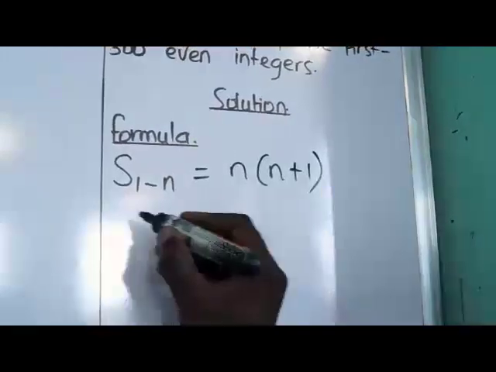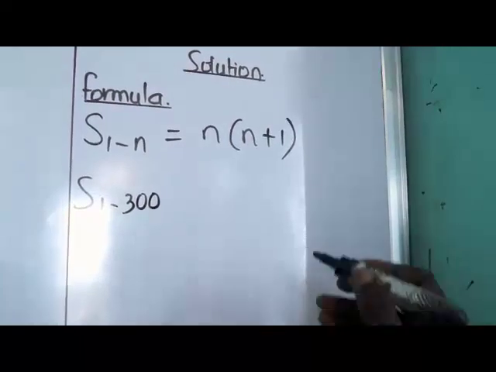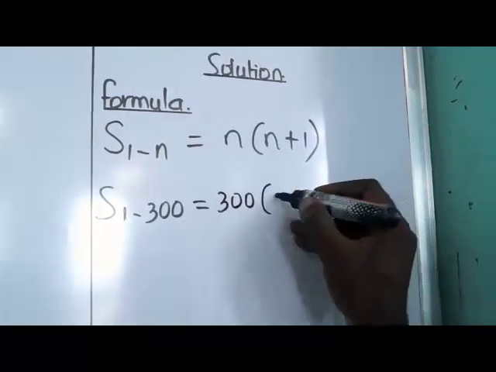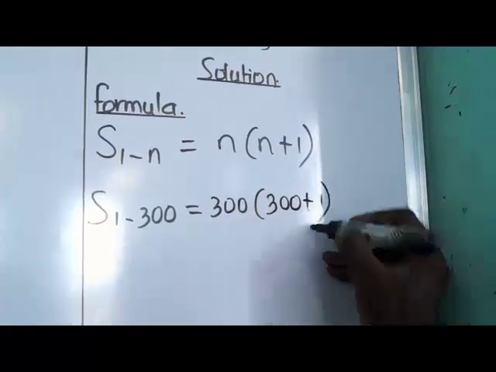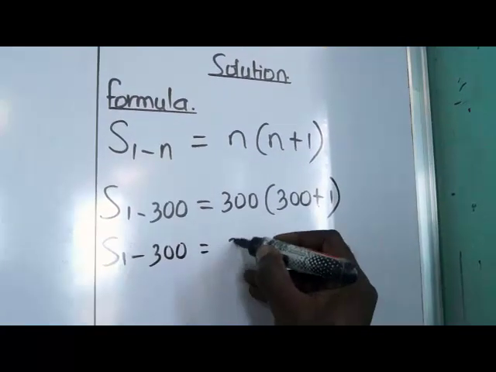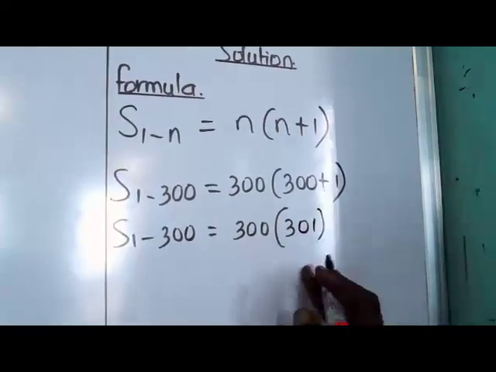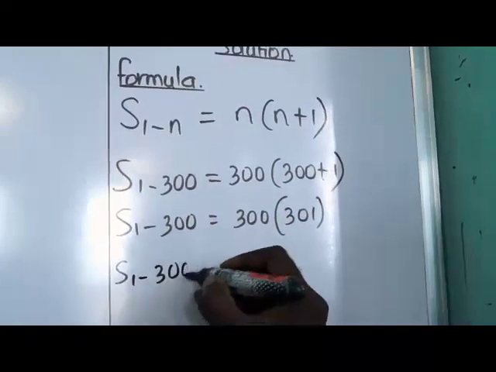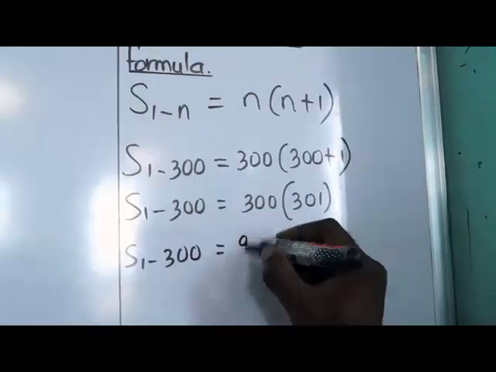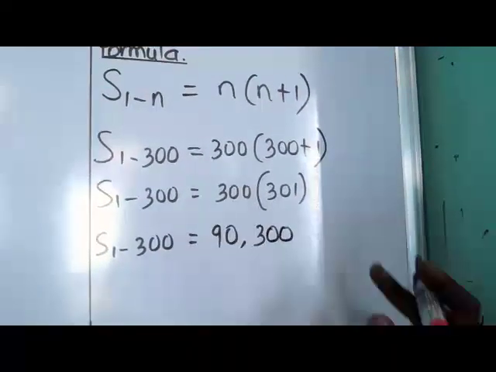Now, for this example, I'm asked to find the sum of the first 300 even integers. So in this case, my n is 300. So that will be 300 into bracket 300 plus 1. The sum of the first 300 even integers will be 300 into bracket 300 plus 1, which is 301. So these two are multiplying. If you find the product of 300 and 301, you are going to get a total of 90,300.